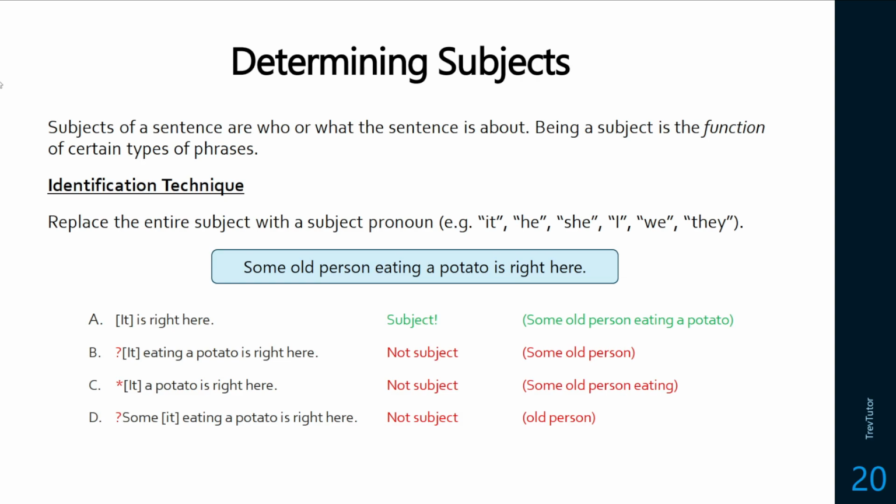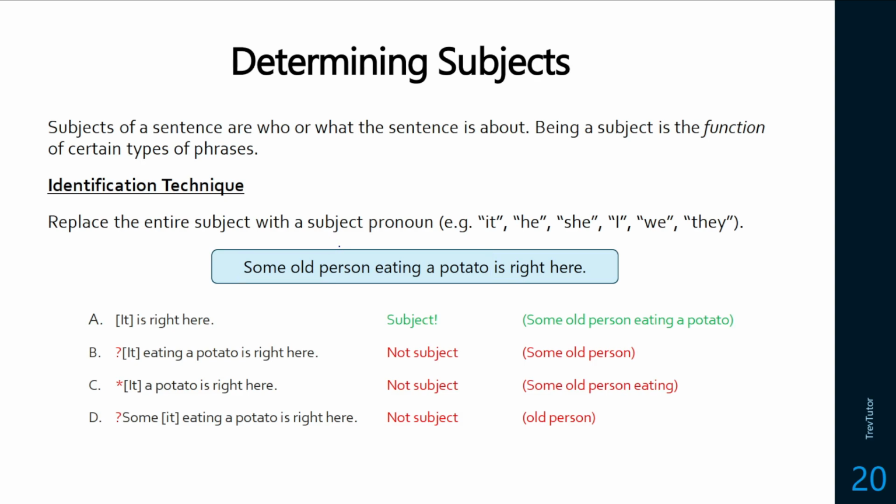I might ask myself, well, I think it's some old person eating a potato. That's the subject. That's who or what I'm talking about. So if I replace it with the word it or he, I get "he is right here" or "it is right here." And that's good. That's a good replacement. So we found a subject.